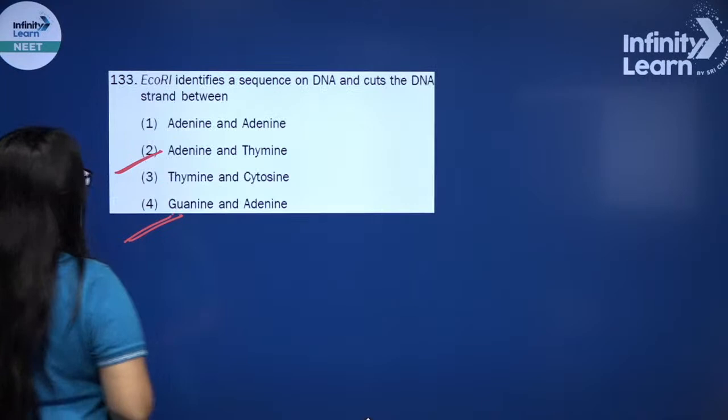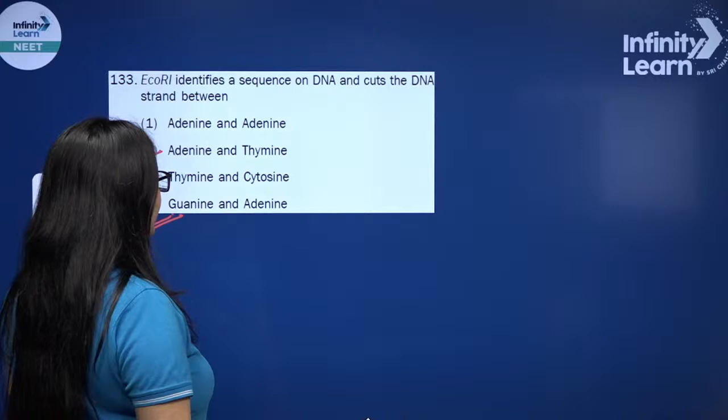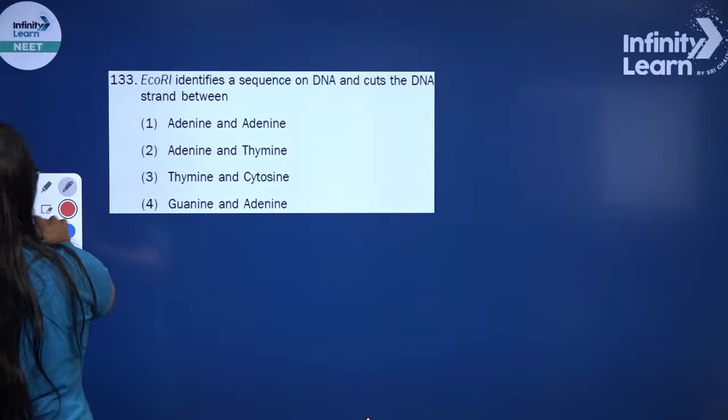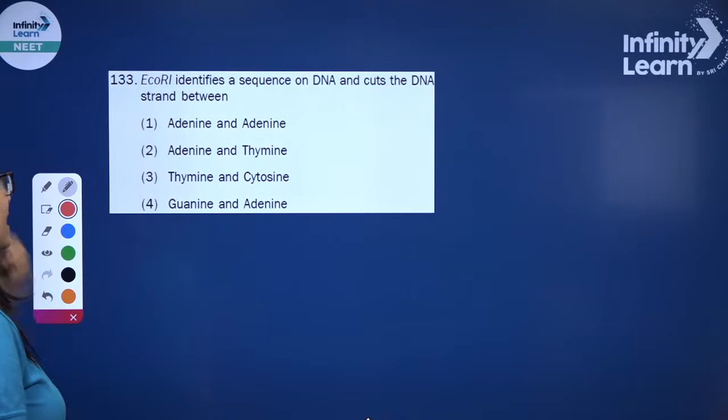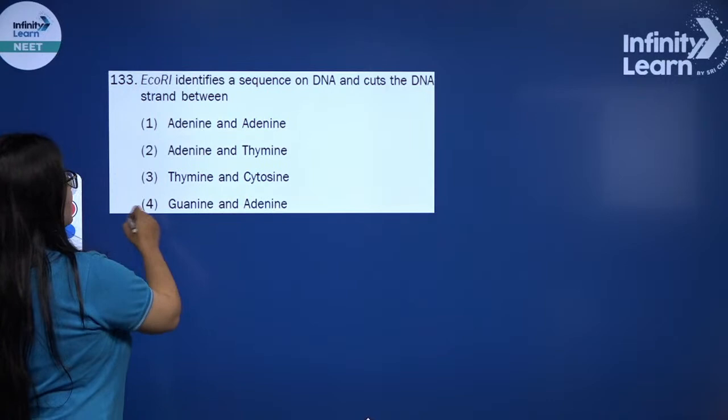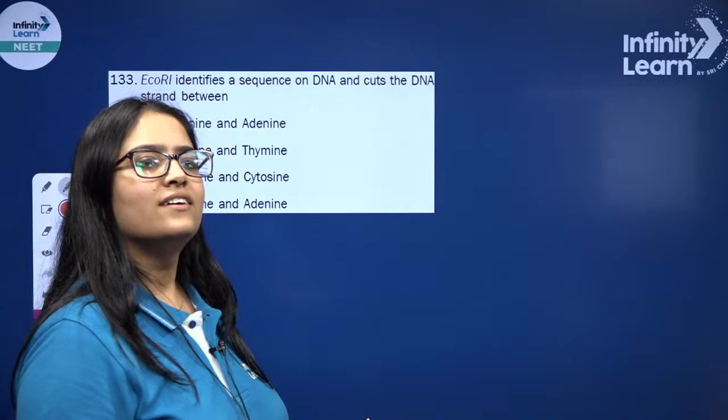EcoRI identifies the sequence on DNA and cuts the DNA strands between which bases? Can anybody tell me what answer you have given for this one? Is it adenine and purine, adenine and thymine, thymine and cytosine, or guanine and adenine? The palindromic sequence is GAATTC, so it cuts between G and A, guanine and adenine. That's absolutely correct, Sundar. Impressive. Next question.